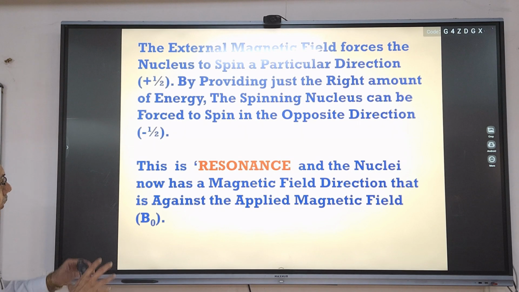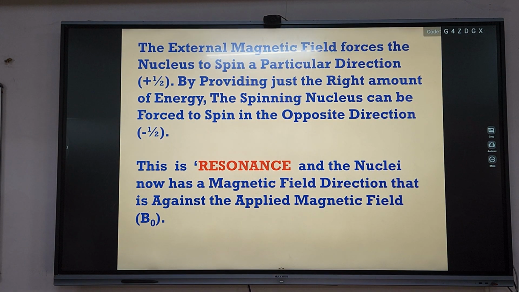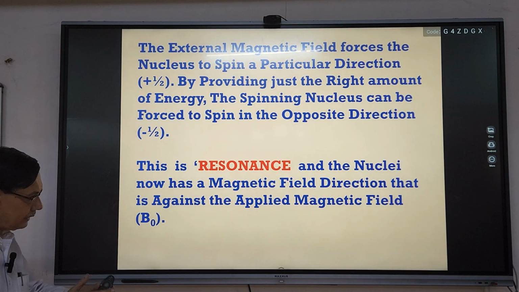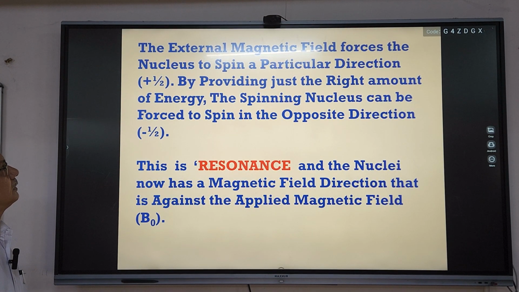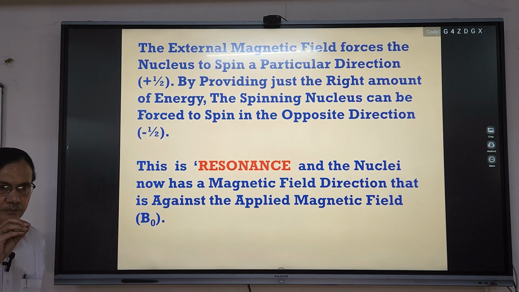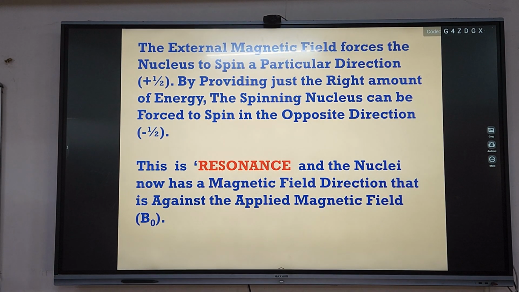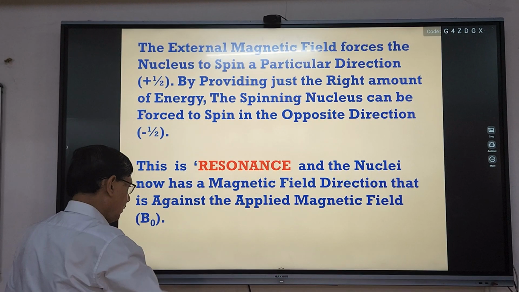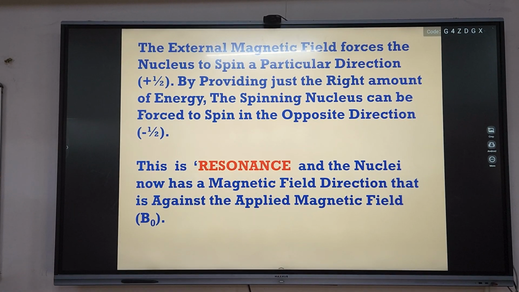Now, why is it actually called resonance? Why is it called nuclear magnetic resonance? Because when we apply this external magnetic field, that field forces the nucleus to spin in a particular direction, maybe in the direction of the external magnetic field or the opposite direction.